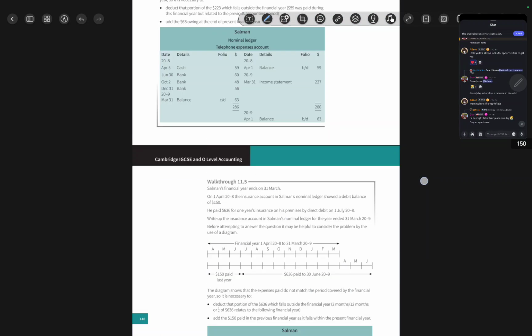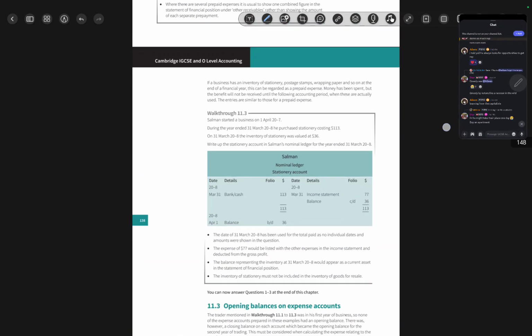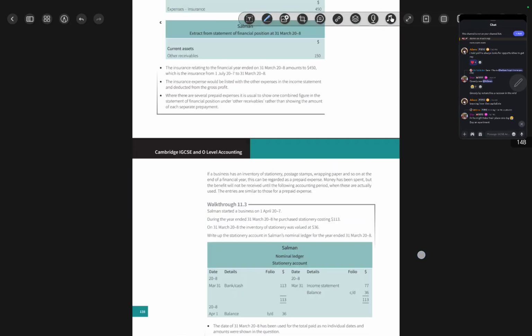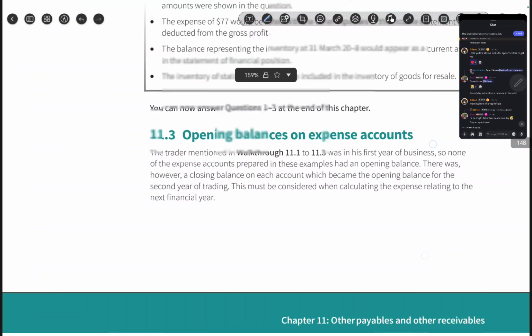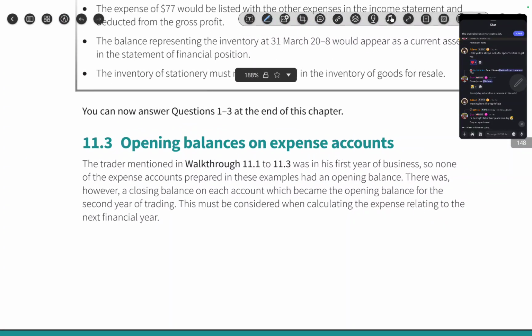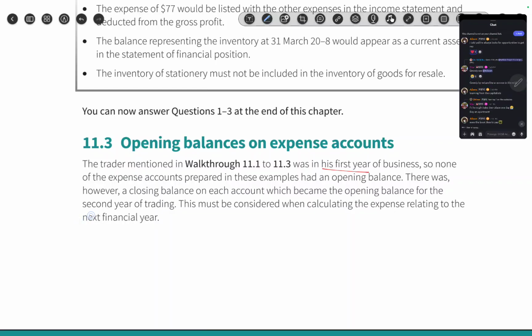Prepaid income, accrued income, combined expense accounts. Oh, they did mention opening balance on expense accounts. The trader mentioned was in his first year in business, so none of the expense accounts prepared in this example had an opening balance. Okay, that makes sense. In the examples we were doing before, I was looking for an opening balance, but since it was his first year of business, they didn't say anything about it. But of course, there was a closing balance, which became the opening balance for the next year.